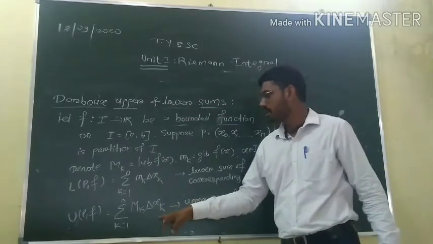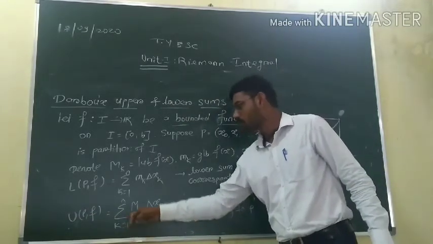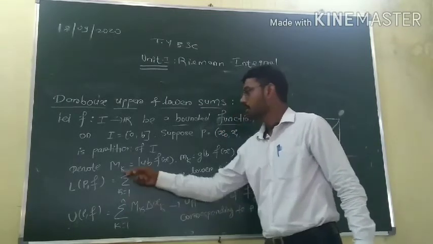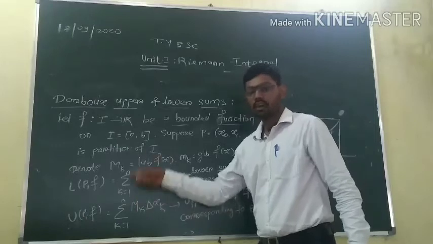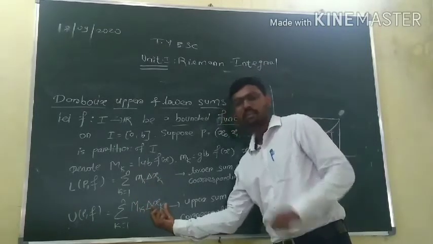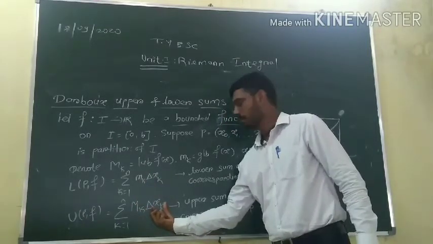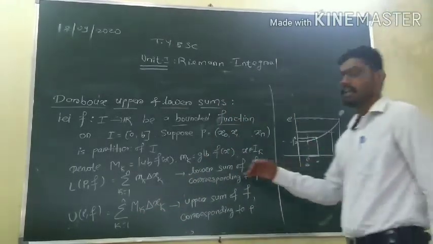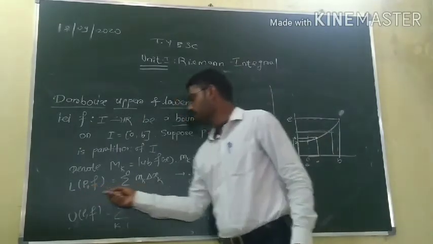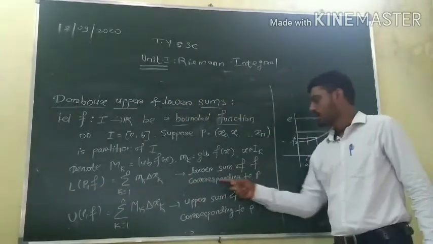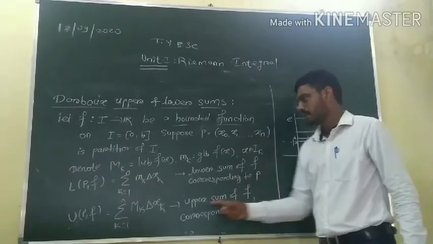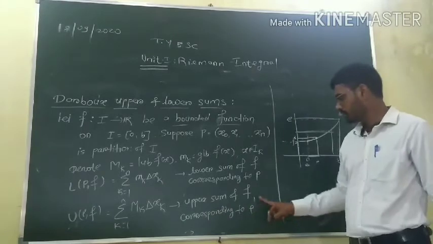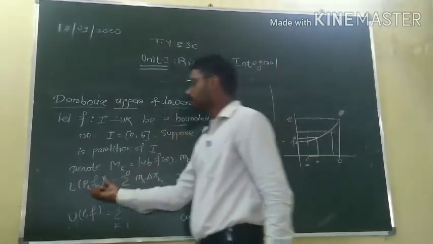Upper sum is nothing but the sum from 1 to n of the product of capital M, that is the least upper bound of the function, and the length of that interval or segment. So we will get the idea. We will clear the idea by taking an example. So this is called the lower sum of f corresponding to partition P, and this becomes the upper sum of f corresponding to partition P. Okay. So this is the definition of lower sum and upper sum.